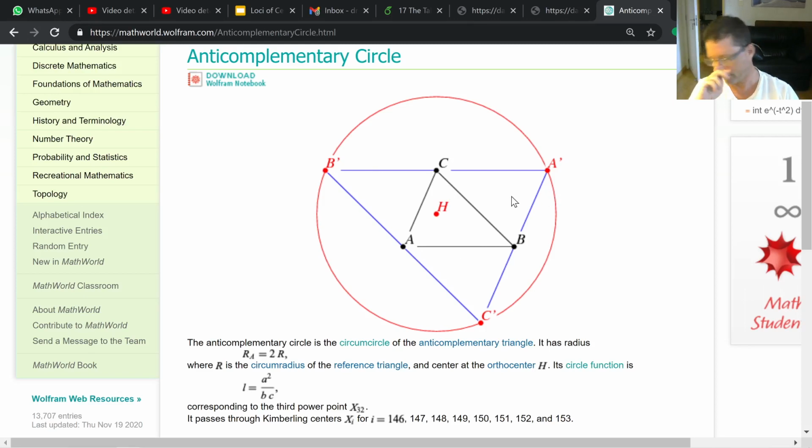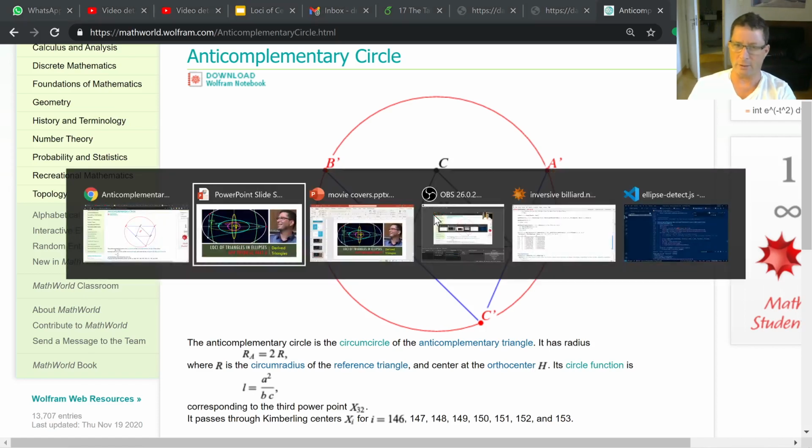And what this red circle is showing here is that the circumcenter of the anti-complementary triangle is the orthocenter of the original triangle. So there are all kinds of properties that you can talk about, but they're sort of beyond the scope of what we want to talk about here. Let's go back to our simulation.